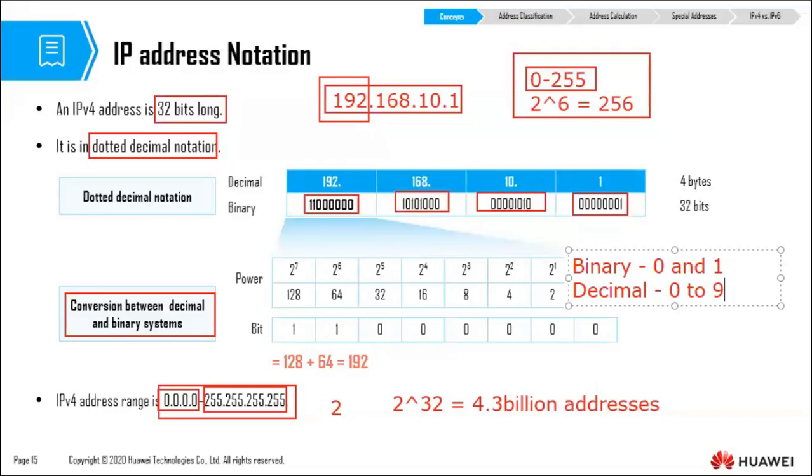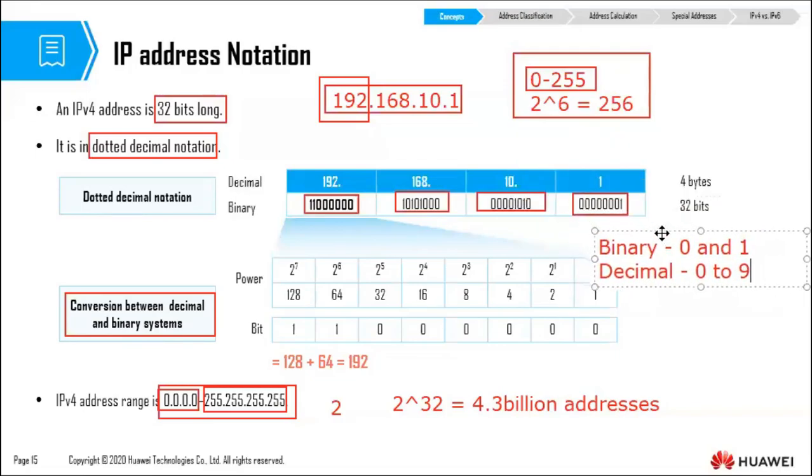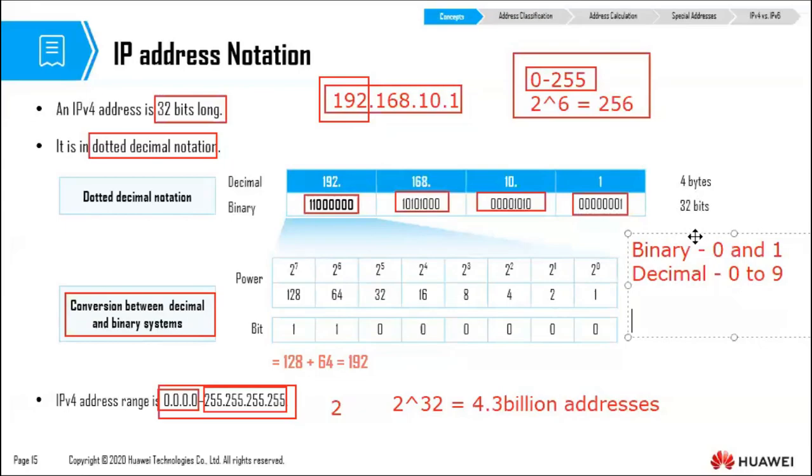So when you write 192.168.10, that's decimal. It uses digits between 0 to 9 to create its numbers. You should be able to convert between binary and decimal and vice versa. How you do it is very easy and interesting. For example, you have the decimal value 10 and you want to convert it to binary.